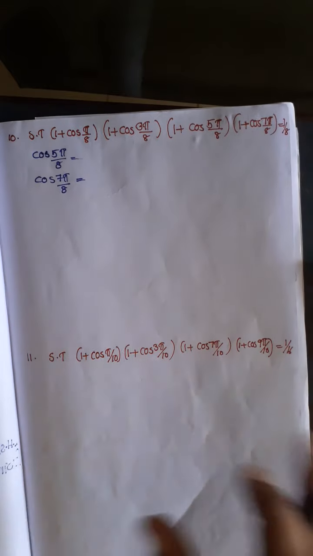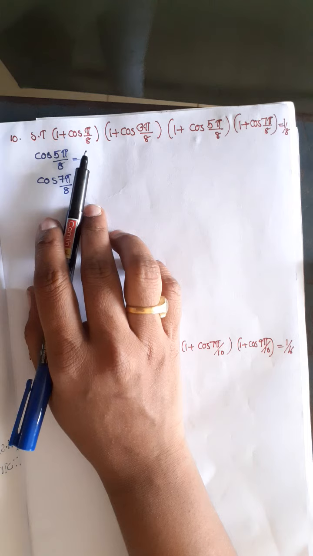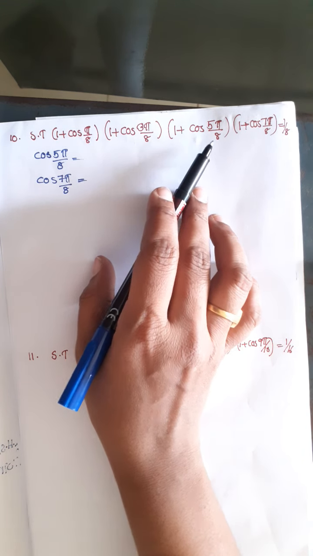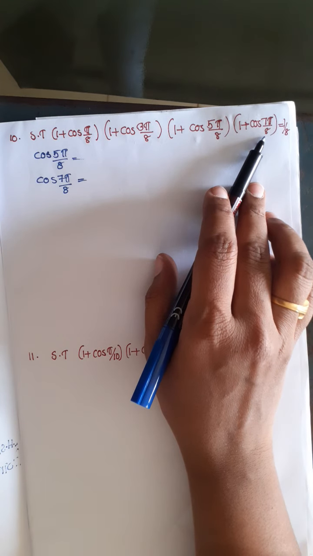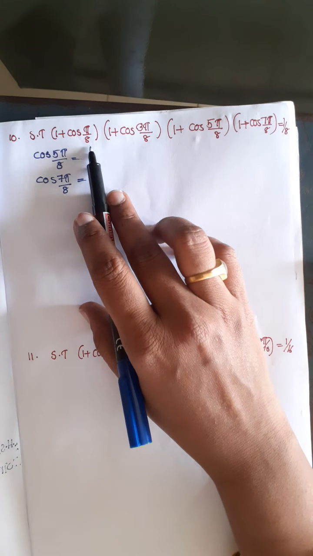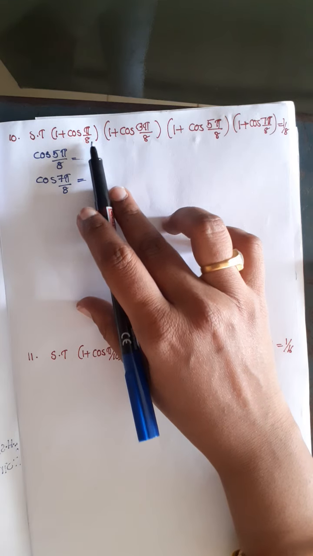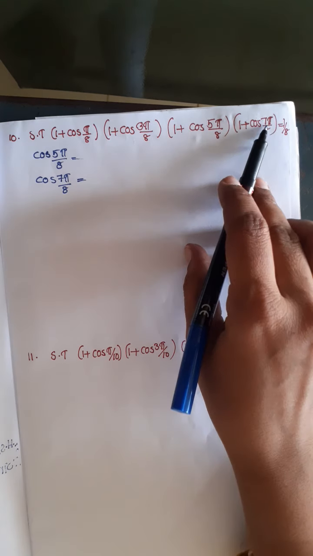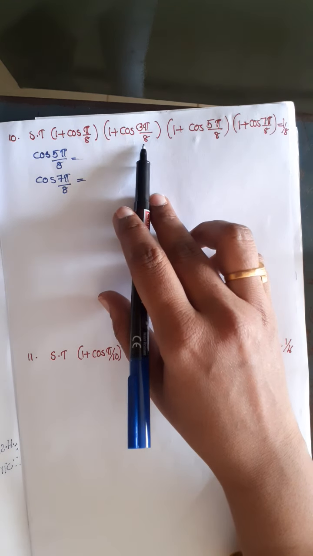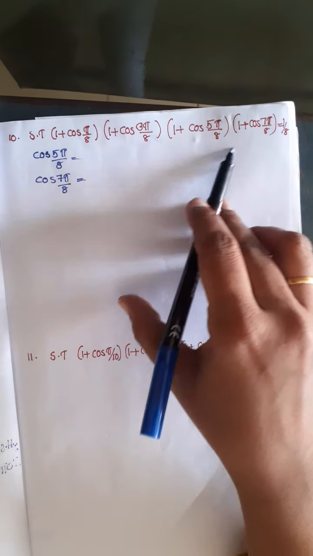Let us see the next question. These two questions are similar and important as well. See, (1 plus cos pi by 8)(1 plus cos 3 pi by 8)(1 plus cos 5 pi by 8)(1 plus cos 7 pi by 8) is equal to 1 by 8. If you observe here, pi by 8, 3 pi by 8. Here 1 and 8 difference is 7, 7 and 8 difference is 1. And here 8, 3 difference 5, 5, 8 difference 3. So, we have to relate these two and we have to relate these two.